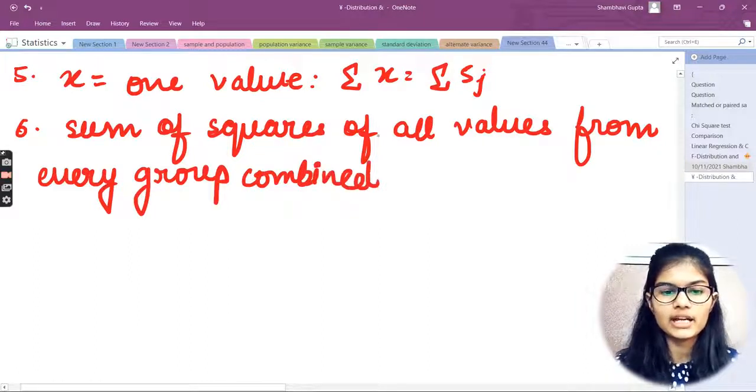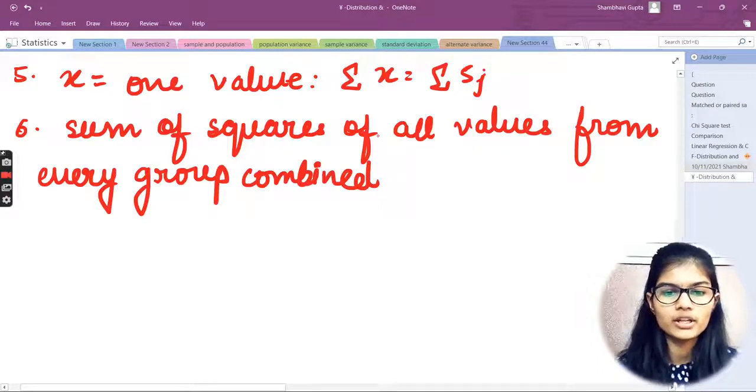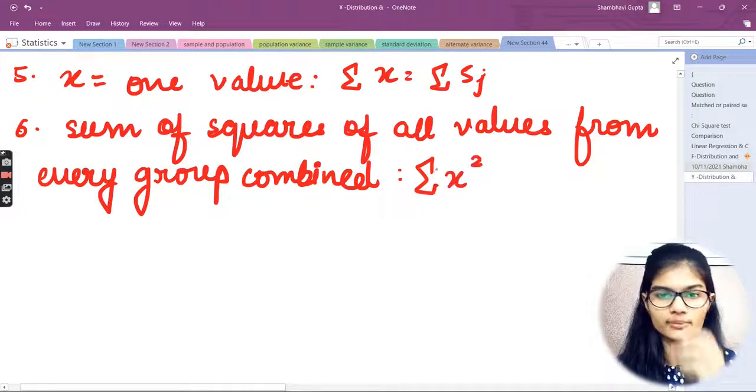So yes, next we are having the sum of squares of all values from every group combined, and what's that? That's sigma of x square, right? So that's the sigma of x square. Now moving towards point number 7.